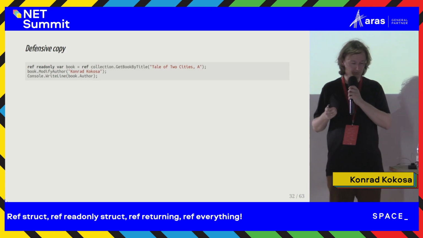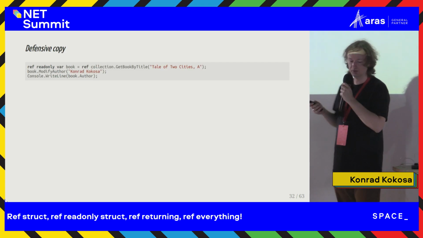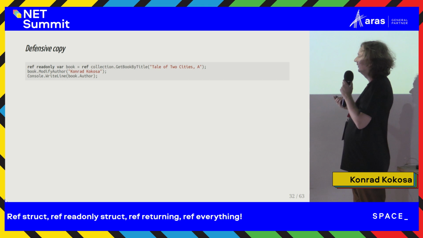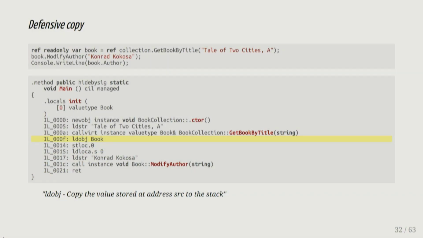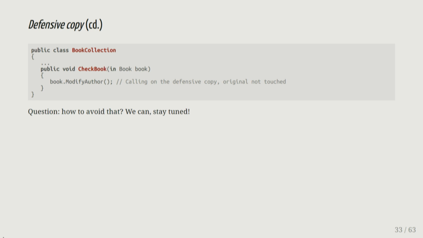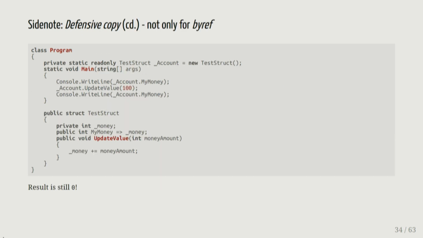So yes, this won't be allowed, and this can be problematic. We can even see in the IL code that indeed there is this copying of the structure happening. It is called a defensive copy because it defends us from allowing this modification. And how to avoid that, I will say in a few slides.